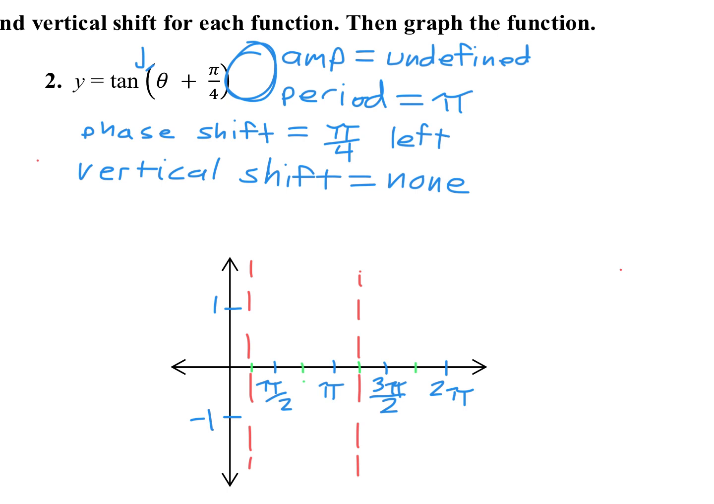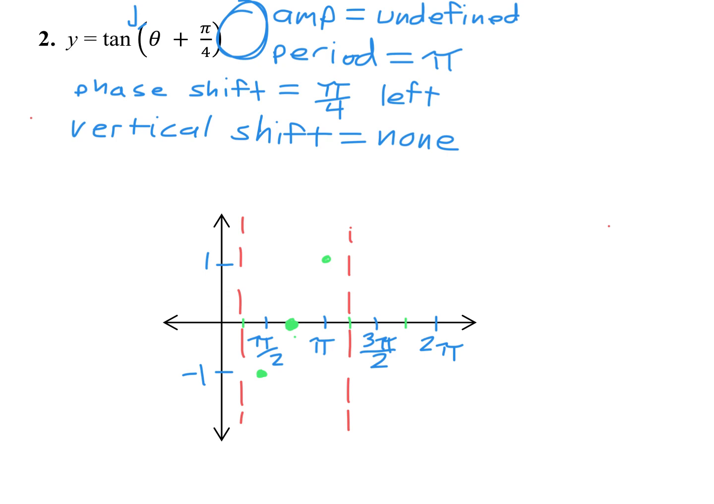We know that exactly in the middle of the two asymptotes, that's where the tangent graph will be at 0. And then we know that it goes up from left to right. So at pi over 2, we'll be at -1. And at pi, we'll be at +1. All right, then we make our tangent graph look something like this.